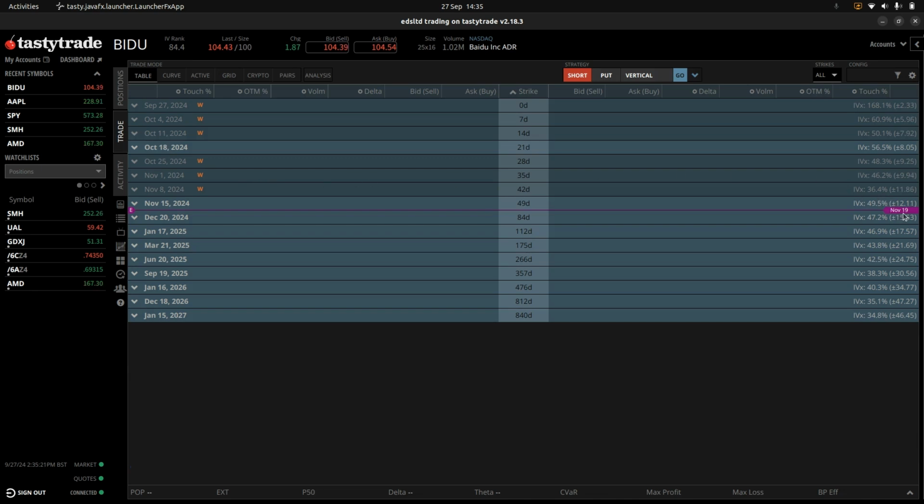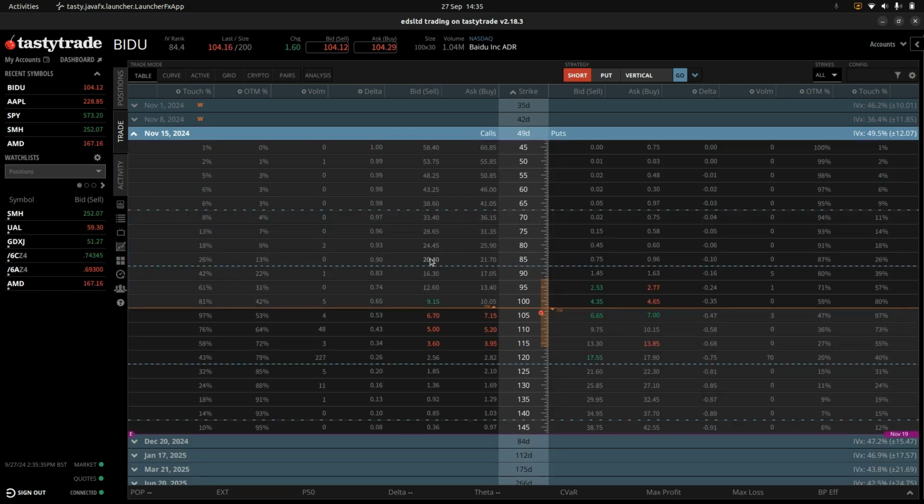As we can see, it does have earnings on November 19th, which is just slightly outside of the November 15th expiration date. We're going to want to try and be out of this trade well before the 49 days. So hopefully we won't need to worry about earnings. We open up the expiration, and now we can see the options chain. This orange horizontal bar shows you where price currently is with respect to the rest of the strikes. As we can see, it's currently trading at about $104, which is right in between 100 and 105. This vertical orange bar here shows you the expected move of BIDU over the next 49 days.